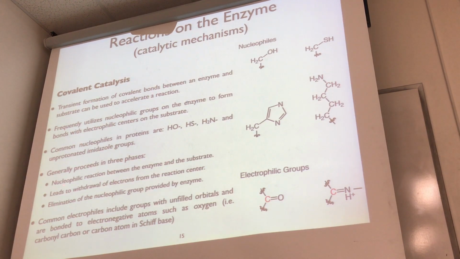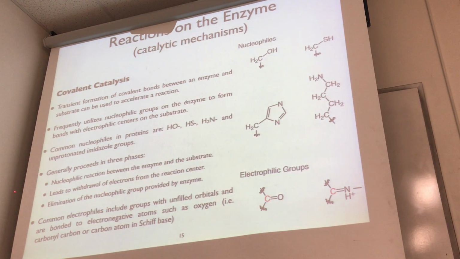Generally proceed in three phases. The nucleophilic reaction between the enzyme and the substrate leads to withdrawal of electrons from the reaction center. Elimination of the nucleophilic group reconstitutes the enzyme and is one of the last steps in generating the product. So you do a nucleophilic attack, you activate the molecule for whatever you want to do next, and then in the process you kick out the nucleophile from the enzyme, regenerating the enzyme.